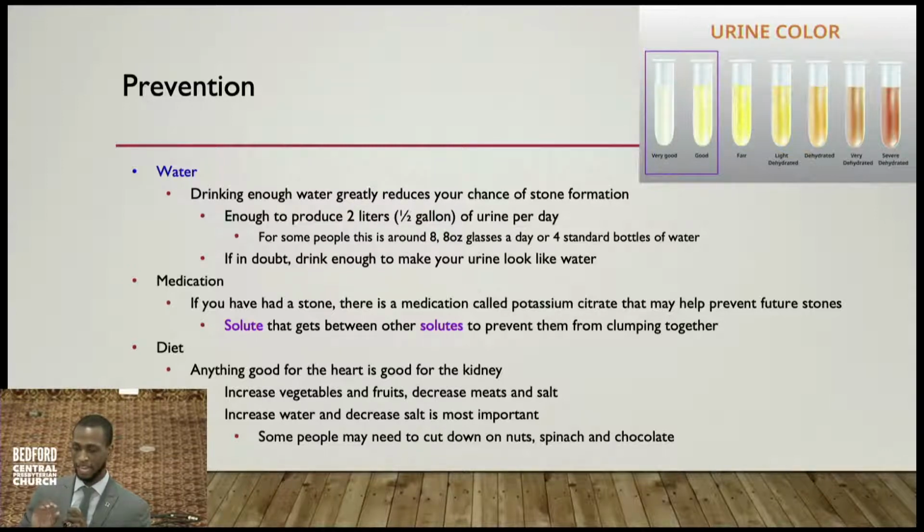So there's not a number like with a colonoscopy, where once you reach a certain age, you need to have one. There's no age where you can say, once I hit this age, I need to be worried about kidney stones.